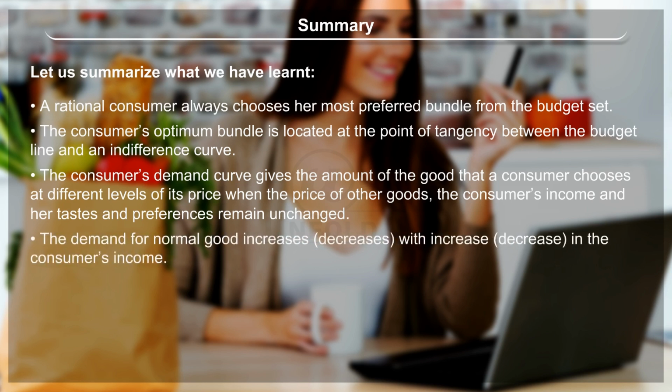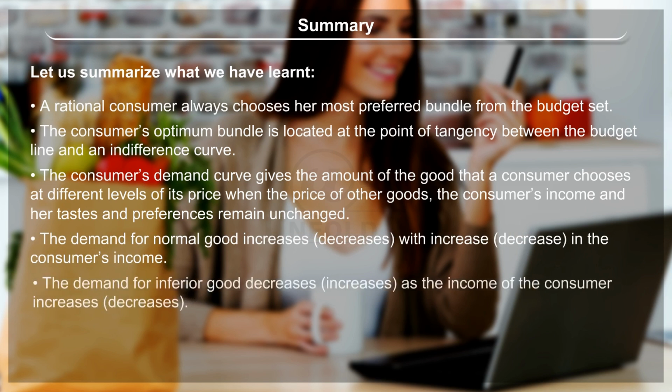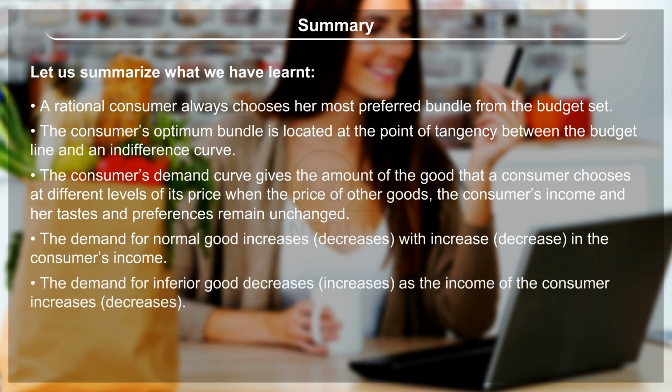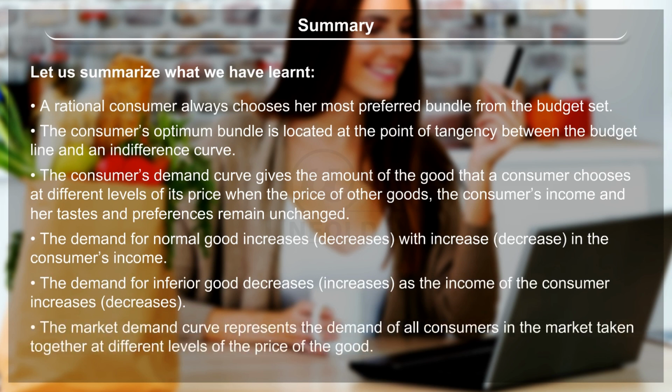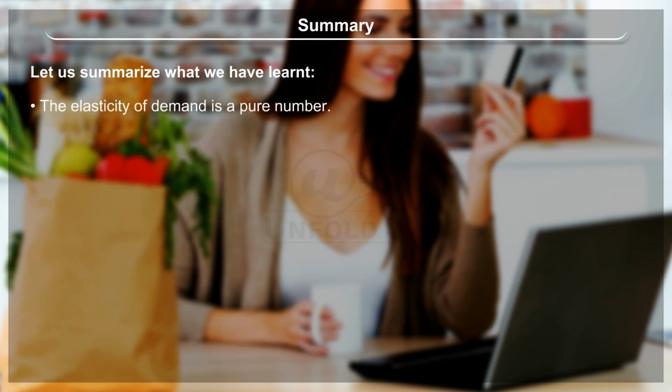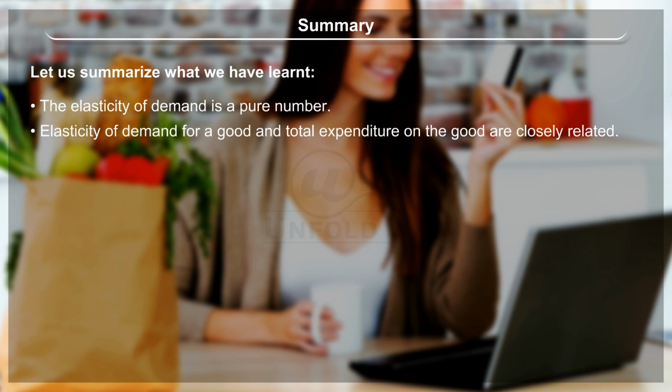The demand for a normal good increases, decreases, with an increase, decrease in the consumer's income. The demand for an inferior good decreases, increases, as the income of the consumer increases, decreases. The market demand curve represents the demand of all consumers in the market taken together at different levels of the price of the good. The elasticity of demand is a pure number. Elasticity of demand for a good and total expenditure on the good are closely related.